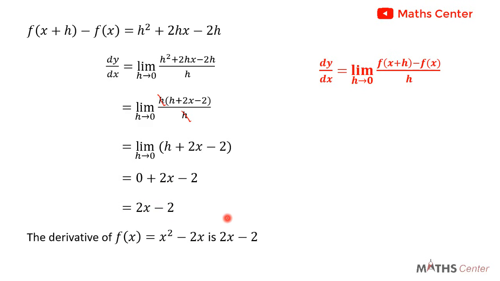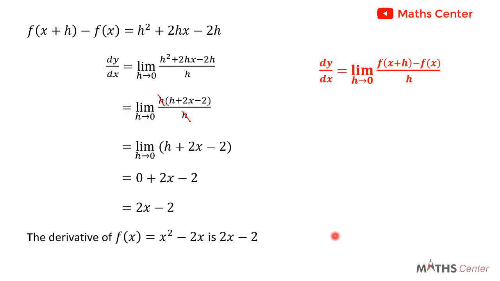So what it means is that the derivative of the function f of x is equal to x squared minus 2x is 2x minus 2. So the derivative or the gradient function or the differential coefficient is 2x minus 2. So far we have learned about the basic concept of differentiation, what it means to differentiate a function. We have also learned how to differentiate a function from first principles.